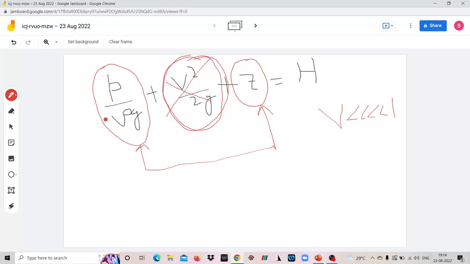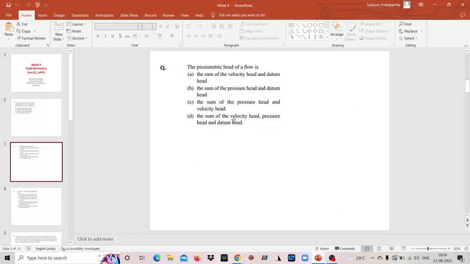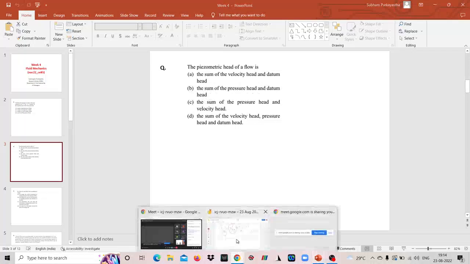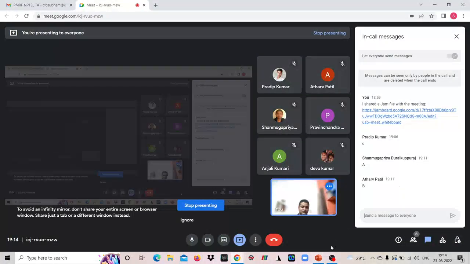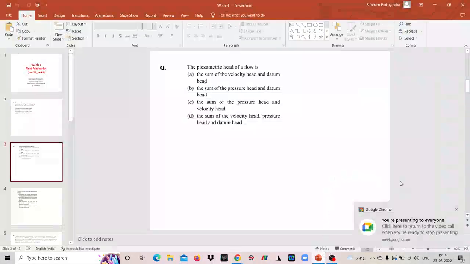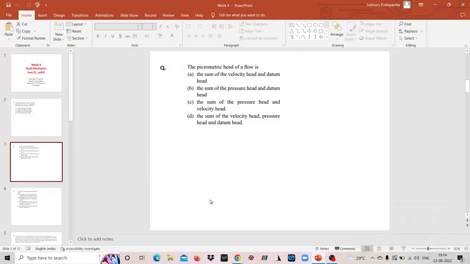Okay. So, after neglecting the kinetic head, whatever is left, the pressure head and the datum head, is known as the piezometric head. So, the correct option is the sum of the pressure head and datum head, that is option B. So, somebody wrote option B, Athar. So, that is the correct answer, option B. Okay. So, I hope this problem is clear.